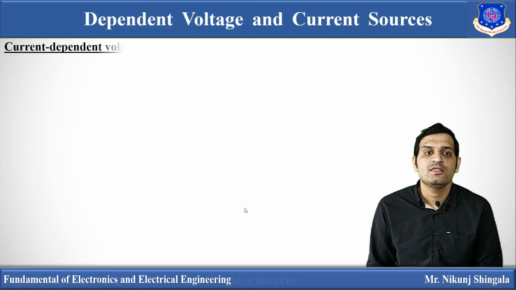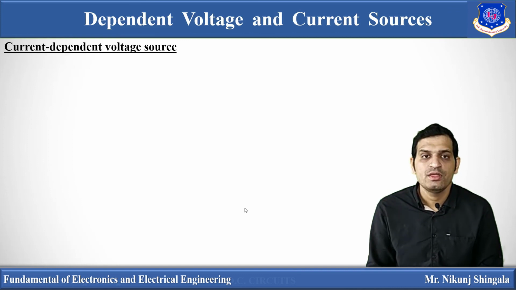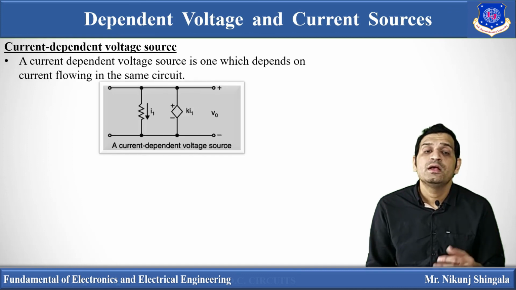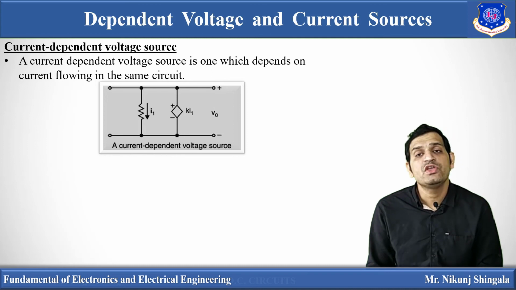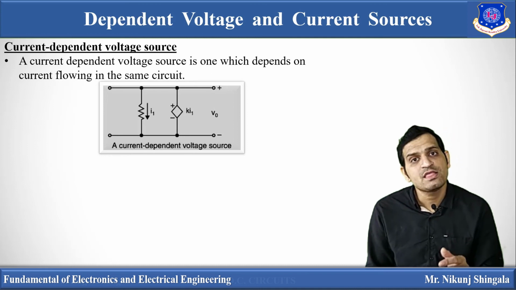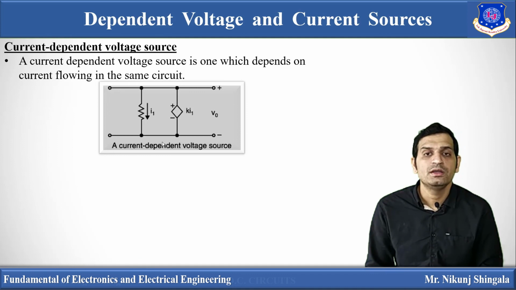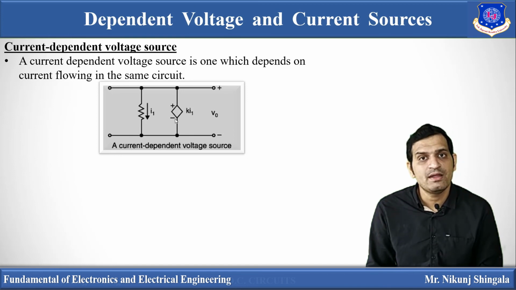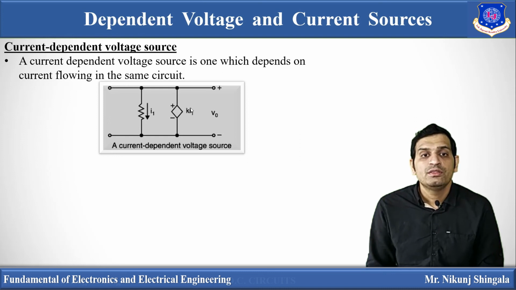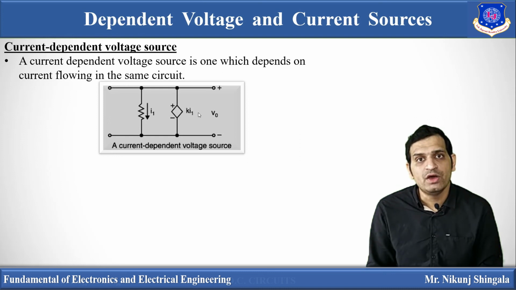The next one is the current dependent voltage source. As the name suggests, it is a voltage source which depends on a current flowing in the same circuit. Here you can see the symbol of a current dependent voltage source. It is a voltage source because it is denoted by a plus-minus sign, and it has a diamond-shaped symbol. The value of this voltage source is K I1, where I1 is the current flowing through this resistor. So this is the current dependent voltage source.